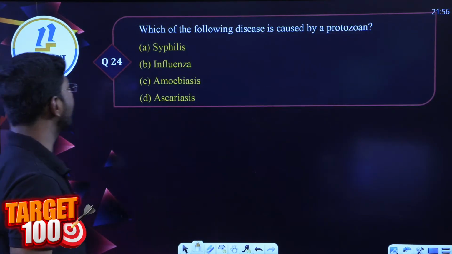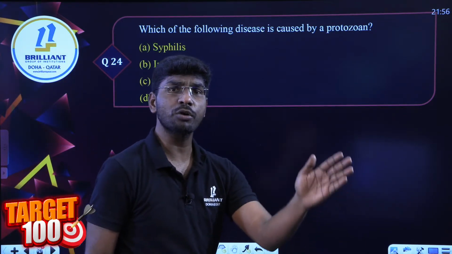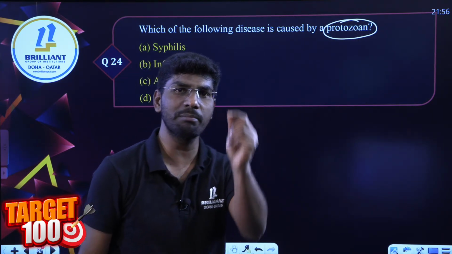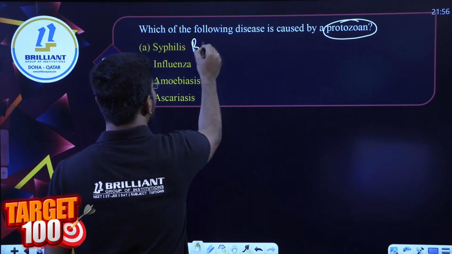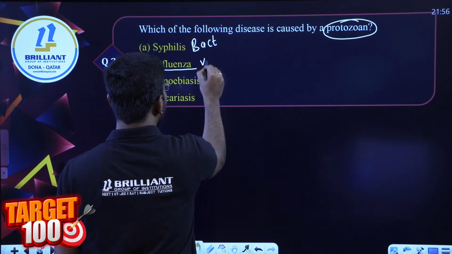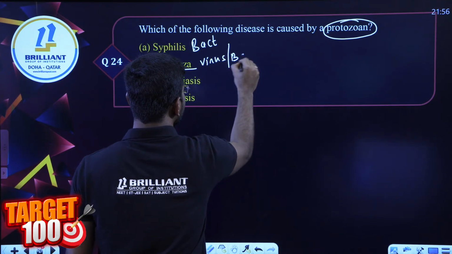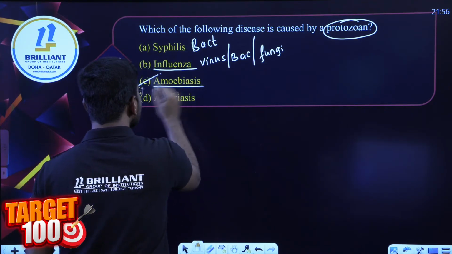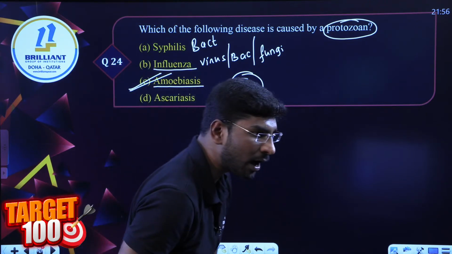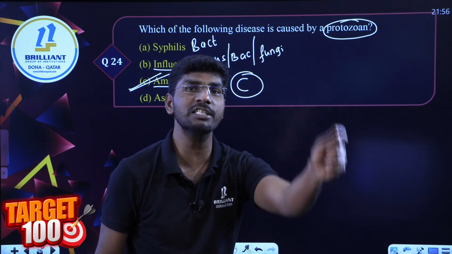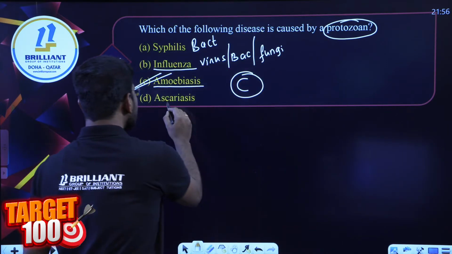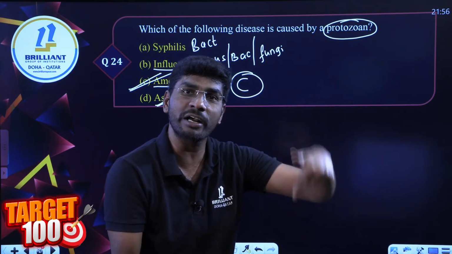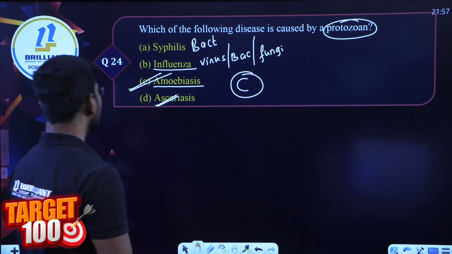Question number 24. Which of the following is caused by protozoan? Simple question. Syphilis, bacteria, an STD. Influenza is by virus and bacteria, and sometimes it may be from fungi also, right? Amoebiasis is protozoa. What is the causative agent? Entamoeba histolytica, absolutely correct. Ascariasis is a nematode, a worm. Ascariasis disease, Ascaris lumbricoides is the worm name. Done? Very good. Next question.